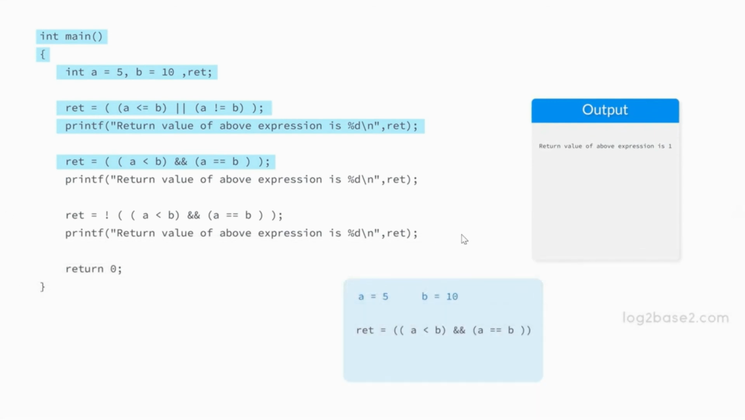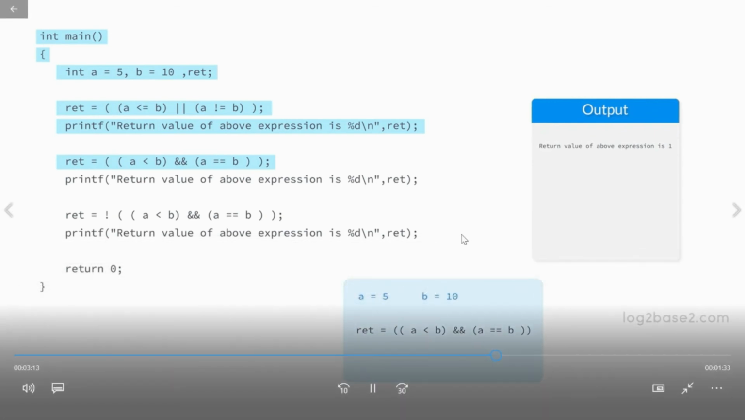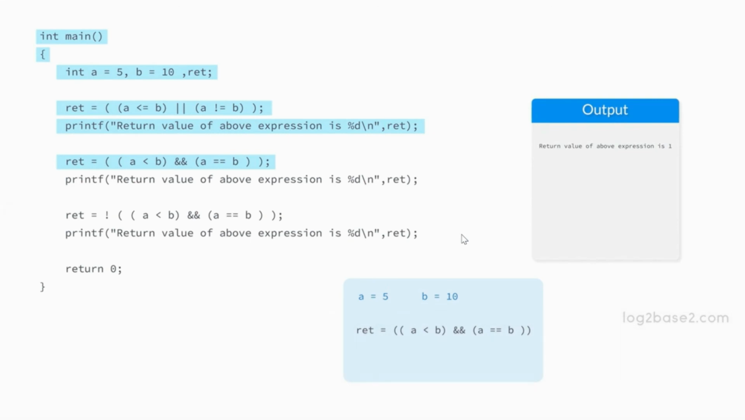Expression 1 and expression 2. So what is the functionality of AND? If you have both the inputs or expressions true, then only the result is true. So here the first expression A less than B is true since 5 is less than 10. Next, expression A equal to B is false since 5 is not equal to 10. So the AND operator will return false or 0 and it will be stored to rit. And next is a printf function. So it will print return value of above expression is 0.